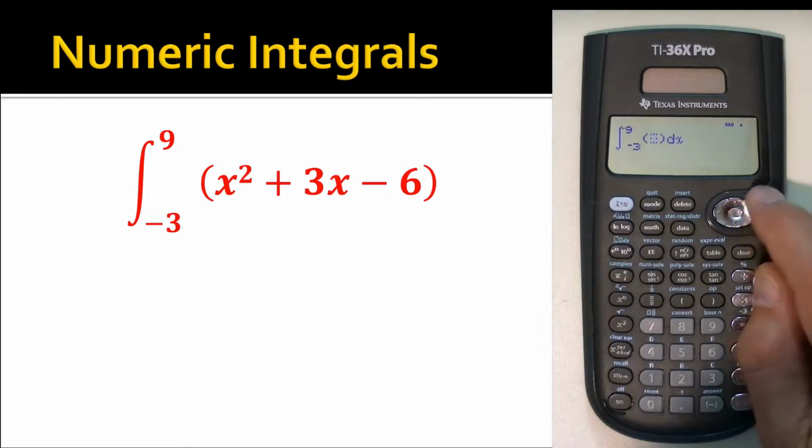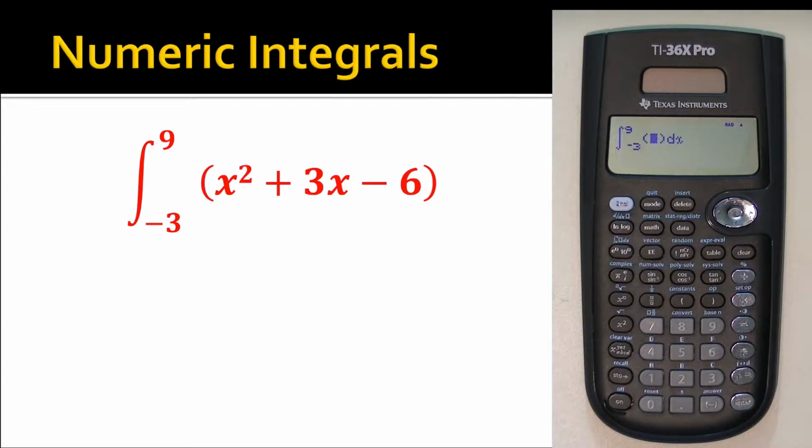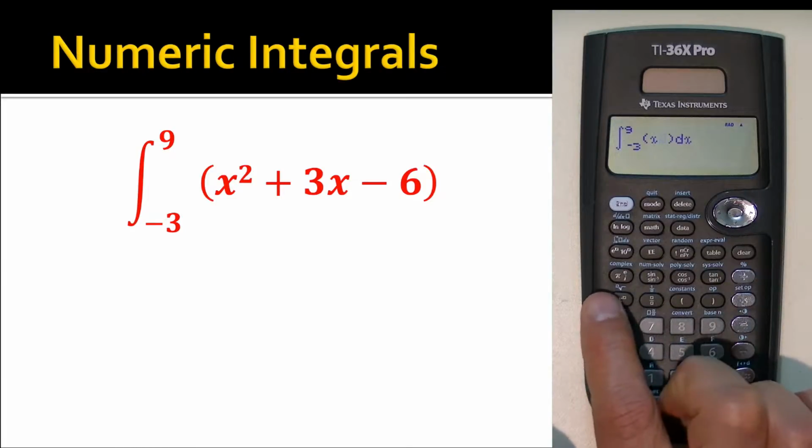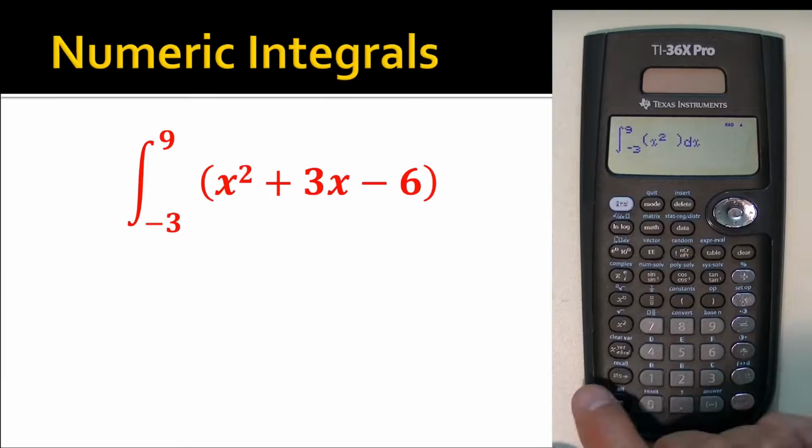Now we go into entering the function. We want x squared plus 3x minus 6. Again, we start by hitting the actual letter x here. We have a lot of choices, x, y, z, etc. We hit it once for x. But now we don't have to hit the arbitrary power one. We can hit right into x squared, and we're done.